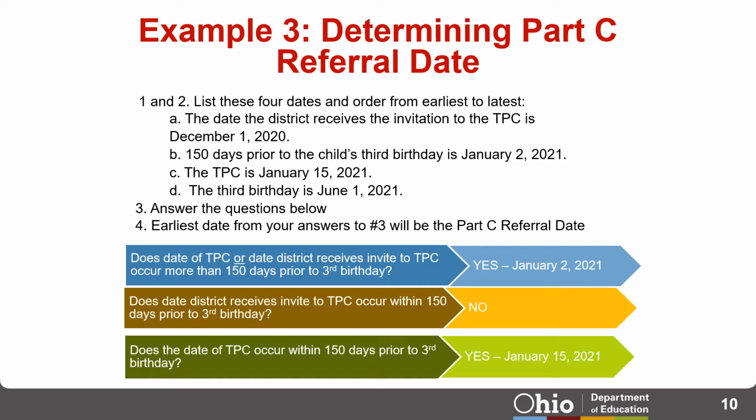We would then move on to step 4, determining the earliest of the yes responses. There are 2 yes responses and 2 dates that we wrote down, January 2nd and January 15th. The earliest of these dates is January 2nd. So January 2nd, 2021 is the referral date, which is 150 days before the child's 3rd birthday.